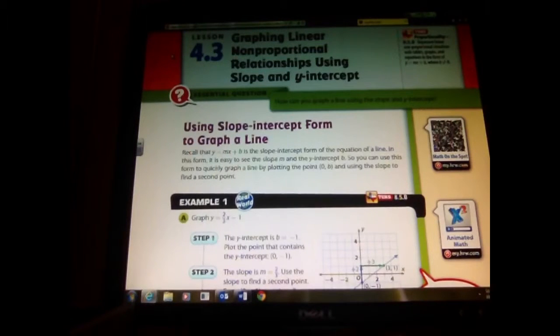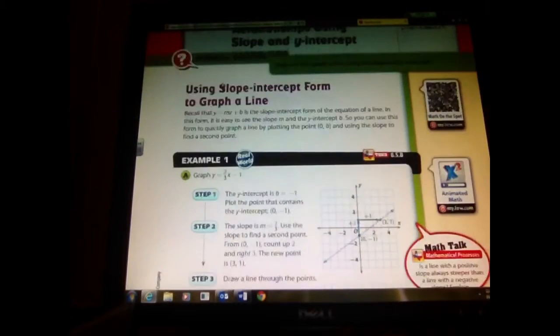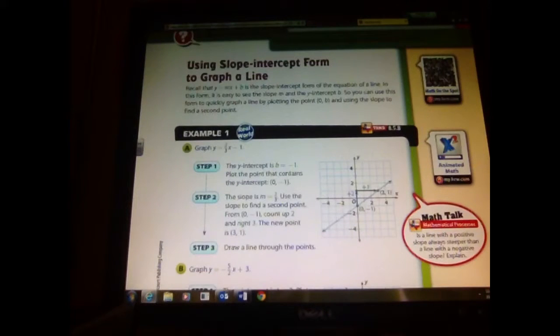Alright, this is from the 8th grade book 4.3. We're going to now be looking at using y equals mx plus b. We've got a couple of important pieces of information in this that we want to look at. M is our slope, and our y-intercept is b. This is going to make a little bit more sense the more we look at it. You can use this to form a graph by plotting the point (0, b) and then using the slope.